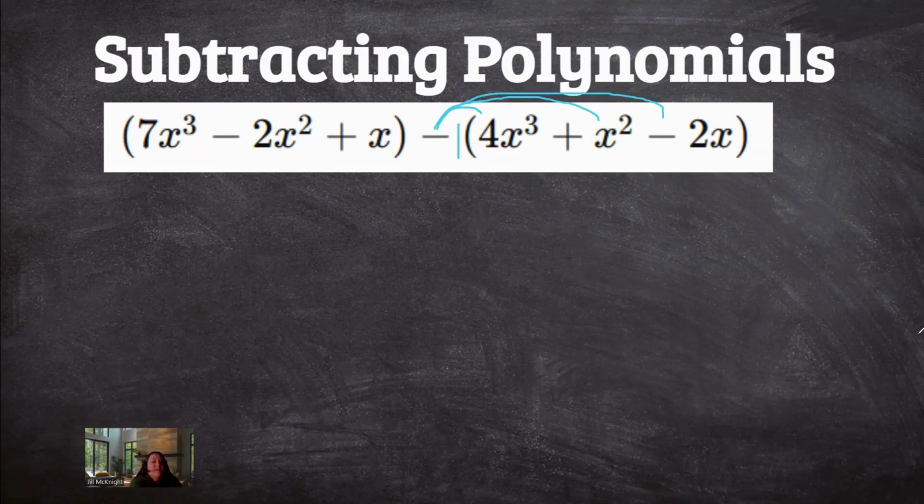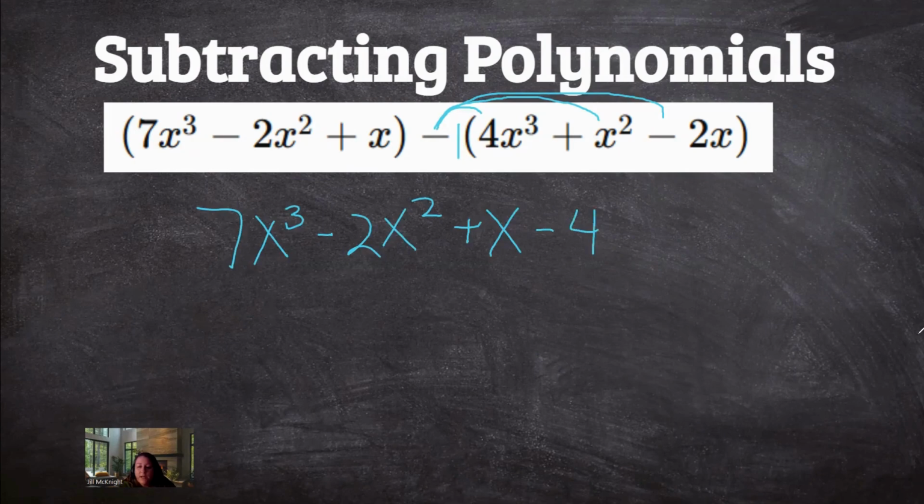So in the first parentheses, we can just write 7x cubed minus 2x squared, and then plus x. And then -1 times 4x cubed is minus 4x cubed. And then -1 times x squared is minus x squared. And then -1 times -2 is plus 2x. Okay, and then we're going to find things that have like terms.